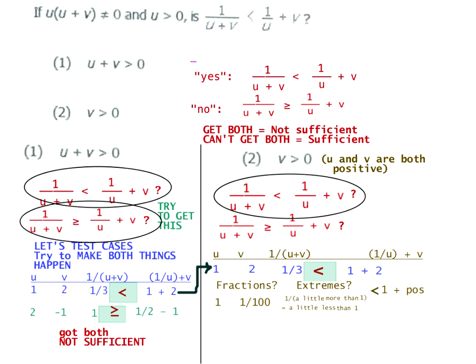Okay, that didn't work. Let's try extreme numbers, like big, huge, small things. We tried u big and v small. Let's try u small and v big. Let's see if u is 1 over 100 and v is like 1. Then this is still a little less than 1. But then 1 over u is gigantic. 1 over u is 100 already, plus 1. No way.